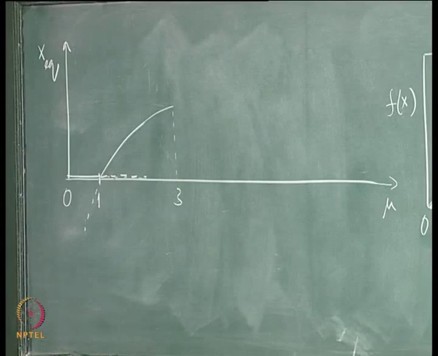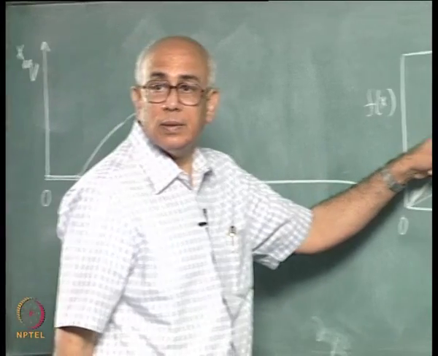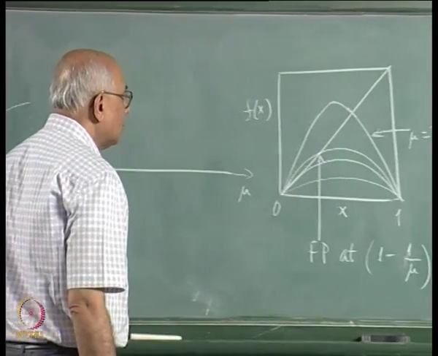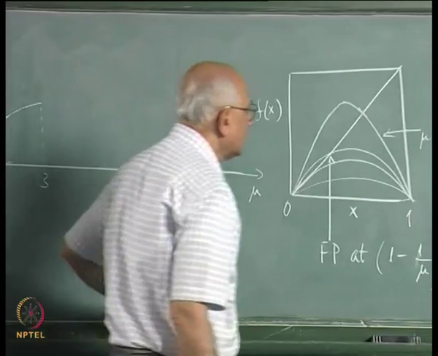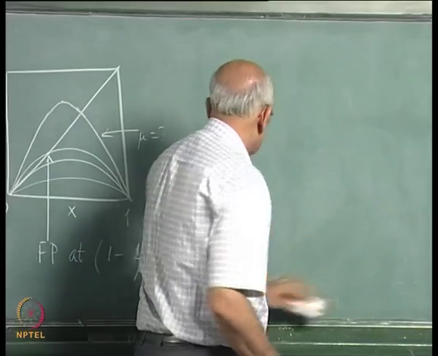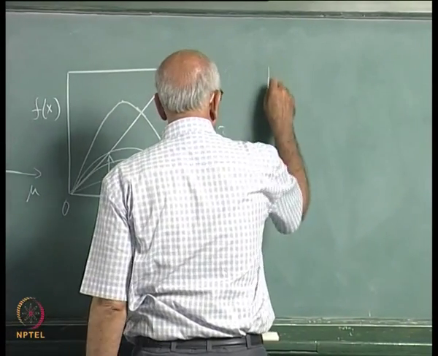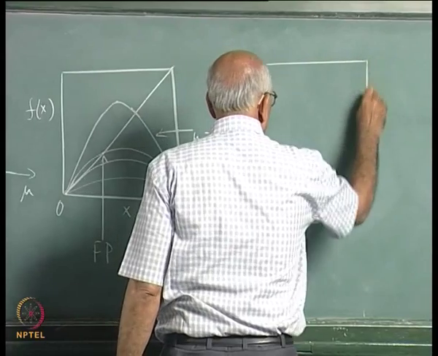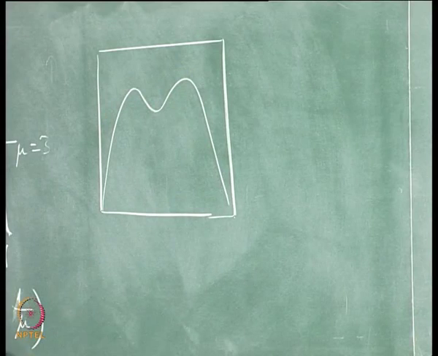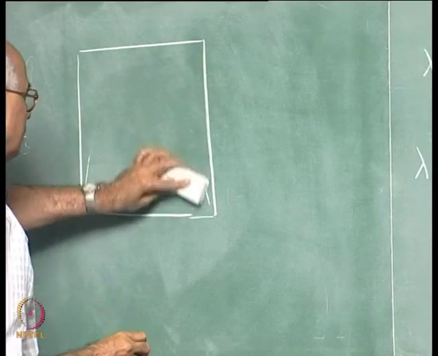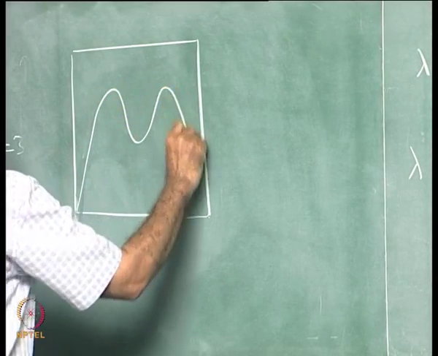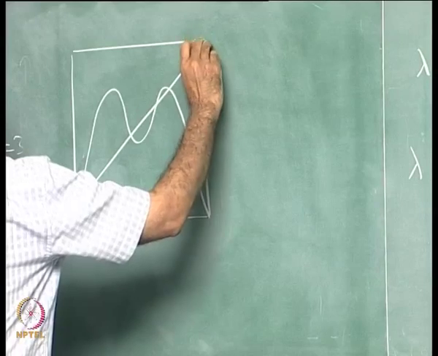But what happens at 3 is that the map looks like this, but what does the iterate of this map look like? What would the first iterate look like? If you iterate this map here at mu equal to 3, I am not going to be able to draw it too accurately, but it starts looking like this, okay. And let us draw it a little better than this. Starts looking like this, and you have this behavior.